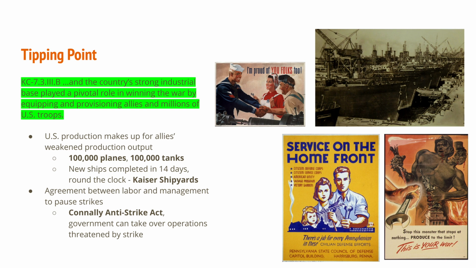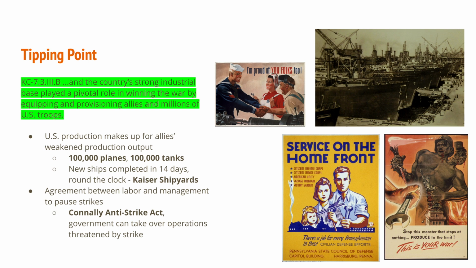So we produce about 100,000 planes, 100,000 tanks. New ships are being turned out every 14 days, like in the Kaiser shipyards in Northern California. People are literally working around the clock. They are working in overlapping shifts so that there is work being done on the ship at all hours of the day. And it became a competition and a source of pride for the workers that they could turn out a ship and complete it in just 2 weeks' time.